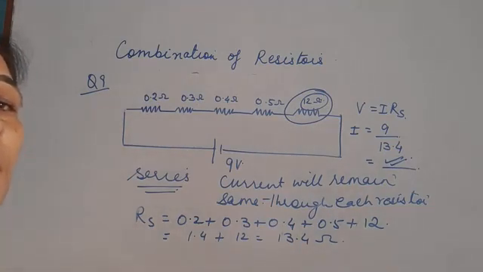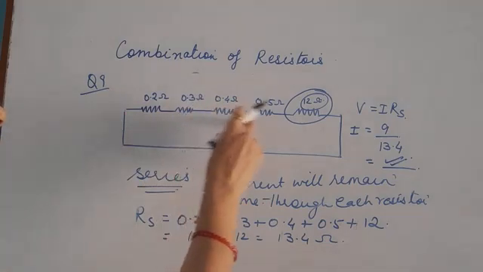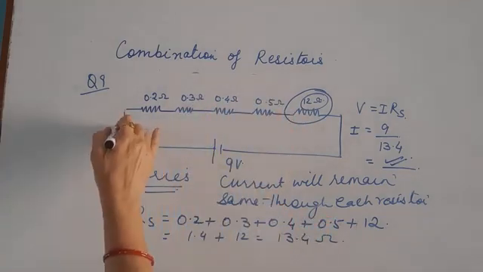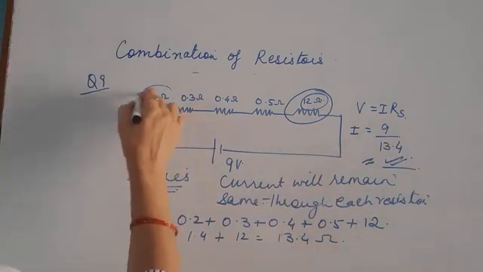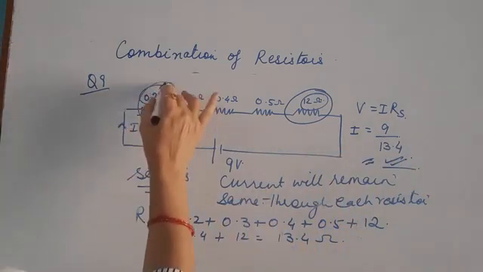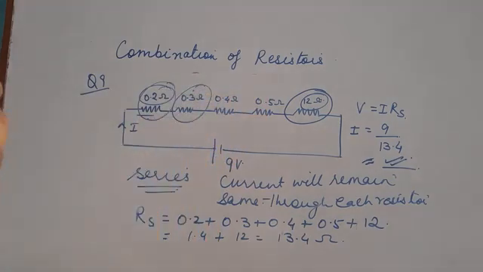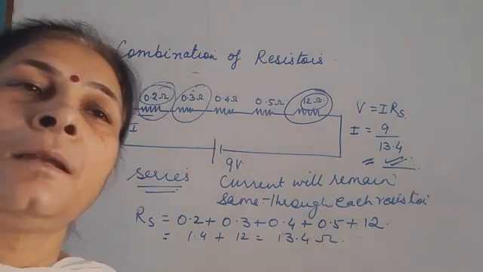Suppose they ask you the potential drop across each resistor, then what will happen? Current is the same, and you already know the value of current. I multiplied by this resistance will be the potential drop across it, and I multiplied by the next one will give you the potential drop across that. Alright? In this way you can solve this question. So you'll read this, and then we'll go on to the combination of parallel in the next class.